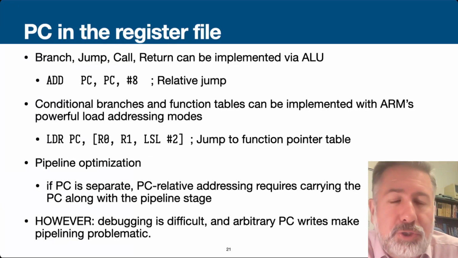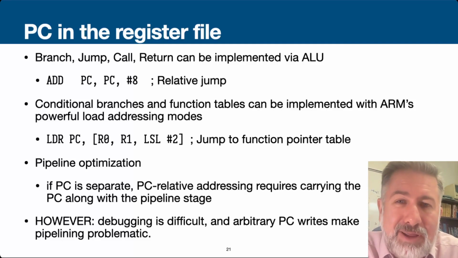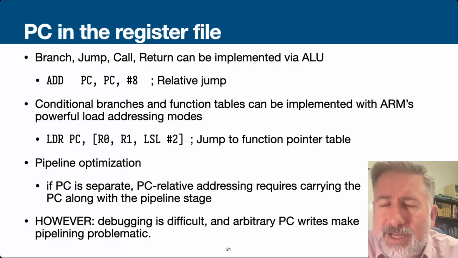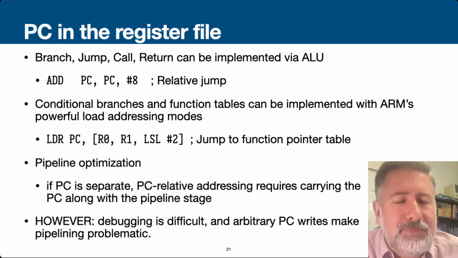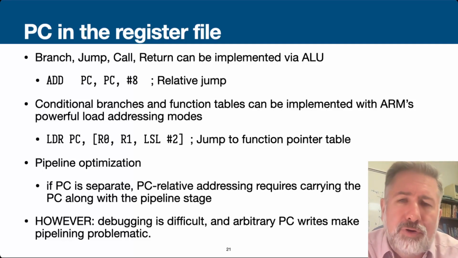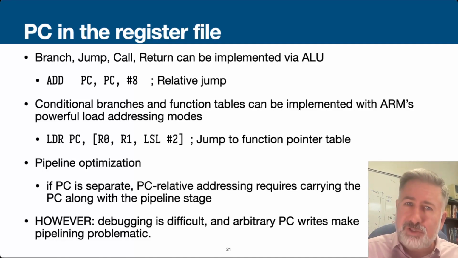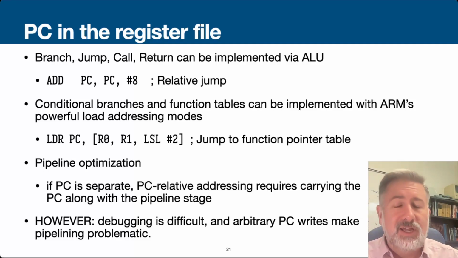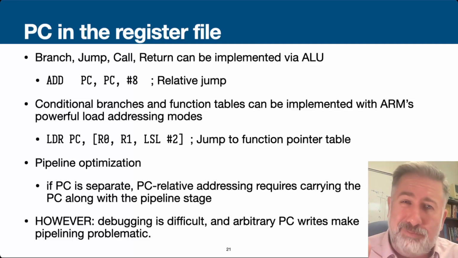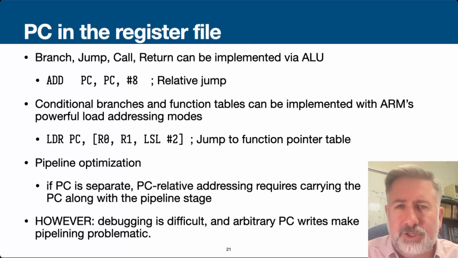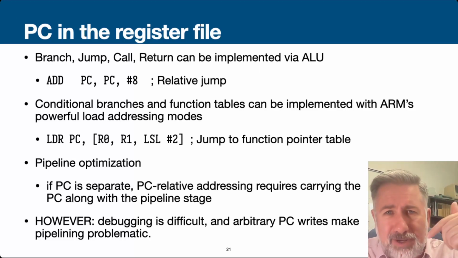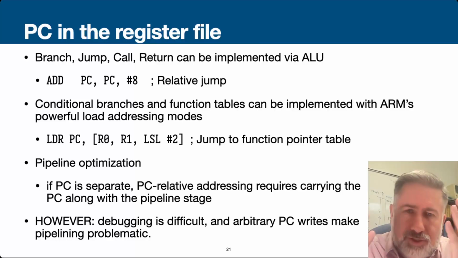Are we going to put the program counter as a general purpose register, or are we going to make that a special register? And this is a really interesting consideration to think about a little bit. Branch, jump, call, and return can be implemented directly by the ALU if you put the program counter as a regular register file register, right? If it's accessible to the programmer, if it's in the register file like everything else, you get all these benefits. You can just use the ALU to update it instead of having to have a separate ALU just to increment the program counter. For example, add 8 to the program counter and you get a relative jump, which is just done with the ALU.